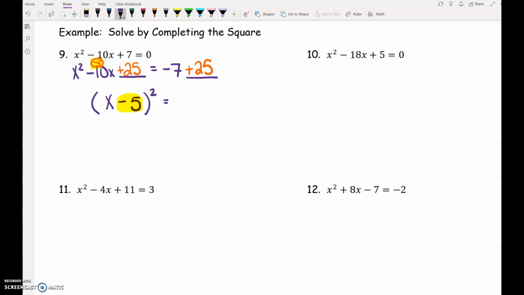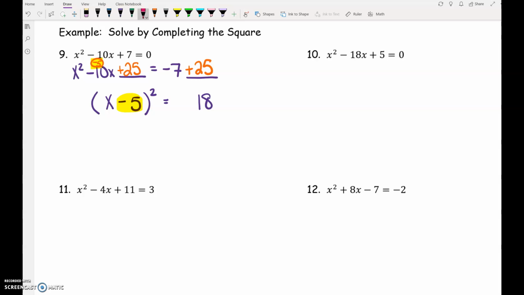On the right side, negative 7 plus 25, help me out with my simple math. 18. 18. You know, it's like the same thing, really.